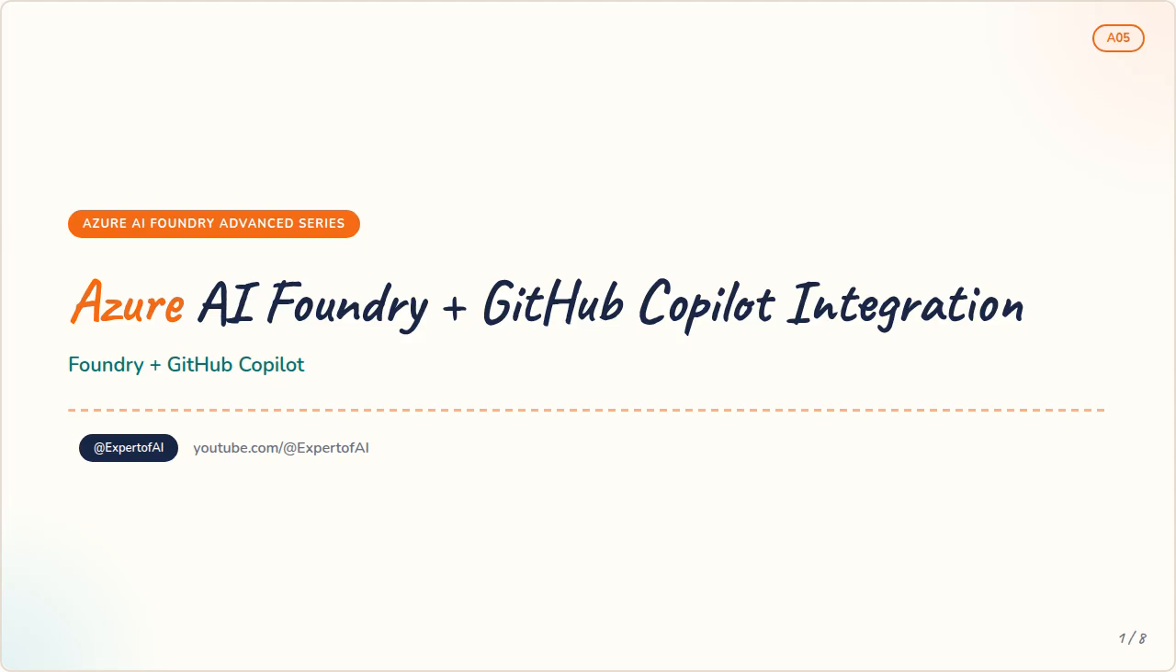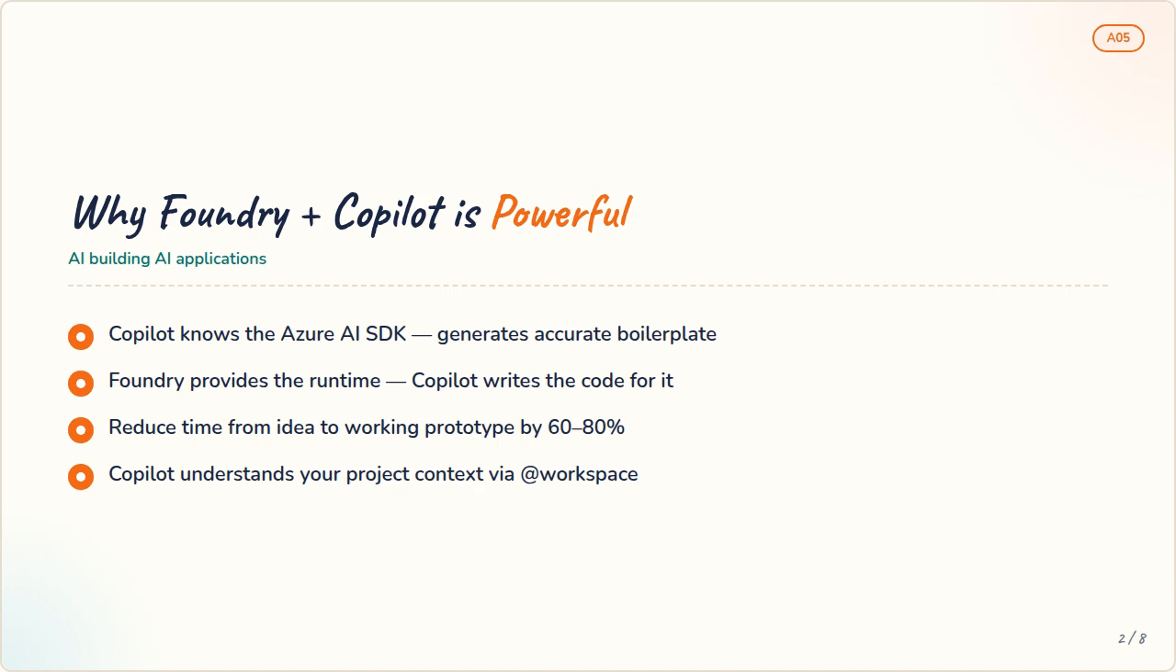In this video, we explore how to combine Azure AI Foundry with GitHub Copilot to dramatically speed up AI application development. GitHub Copilot has been trained on the Azure AI SDK documentation and examples. Combined with Azure AI Foundry as the runtime, you get an AI that writes code for an AI platform, dramatically reducing the time from idea to working prototype.